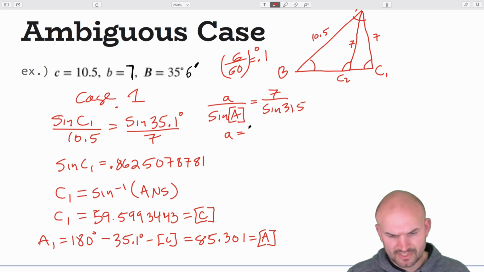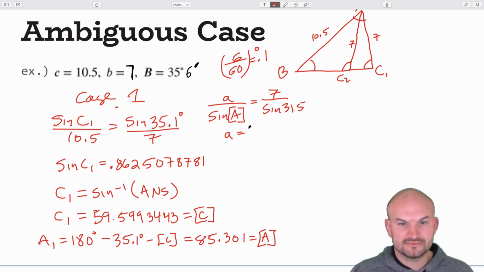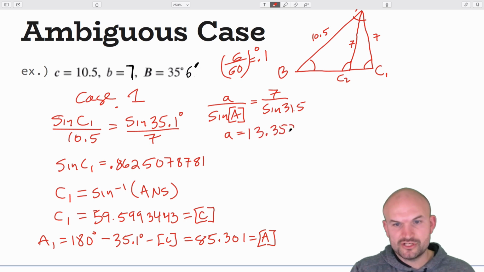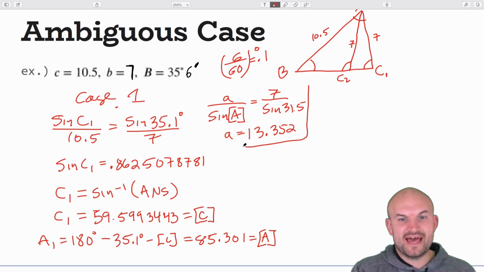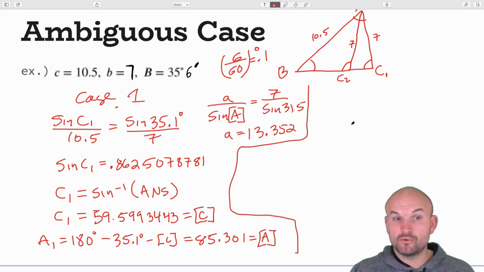Crap. Okay, so store that answer. I'm going to store this as alpha A. I said it, but I actually didn't do it. So now that's stored as alpha A. And now I'll do 7 times the sine of alpha A, and then I'll divide that by the sine of 31.5. Okay, so therefore a gives me 13.352. Okay, so that is case number 1.